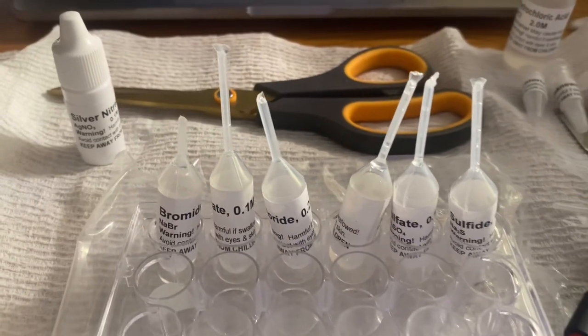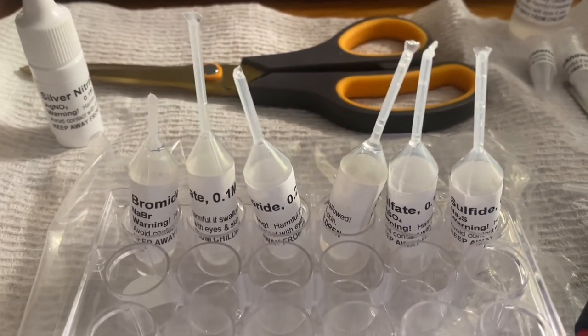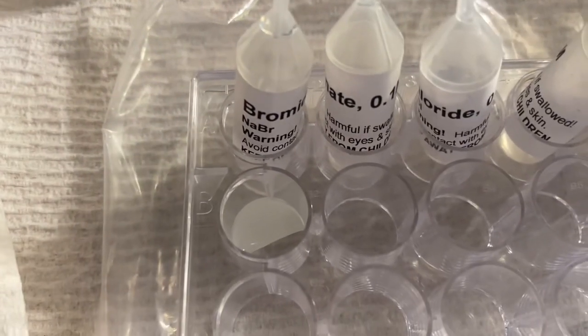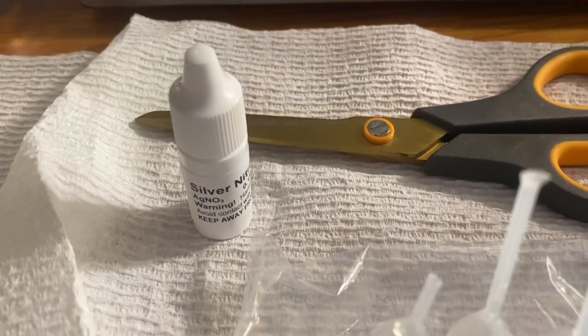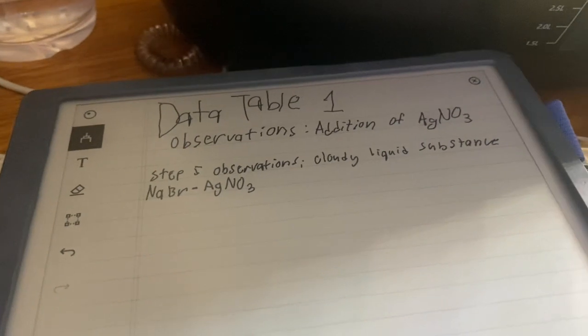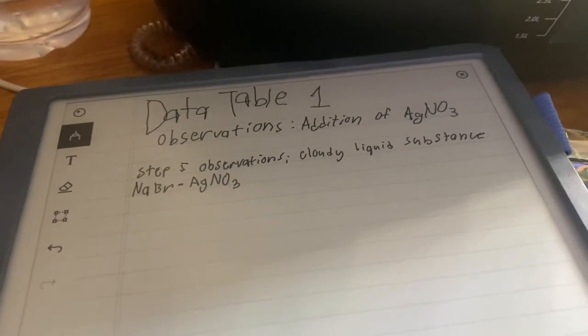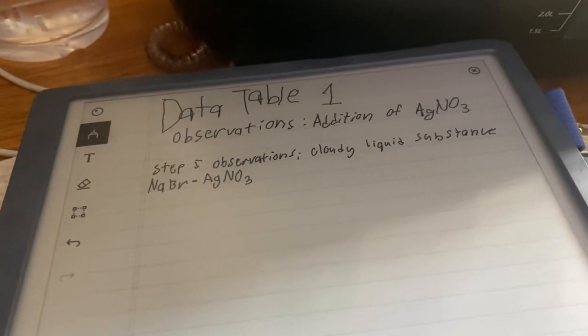My name's Macy, and today we're doing the Anions, Cations, and Ionic reactions lab. We're starting off with exercise 1, qualitative anion tests. To begin the experiment, I've clipped some of the ends of these pipettes. I've added 8 drops of bromide into this well, and 1 drop of silver nitrate into this well. I've recorded in table 1 that the substance seemed to be cloudy in nature.